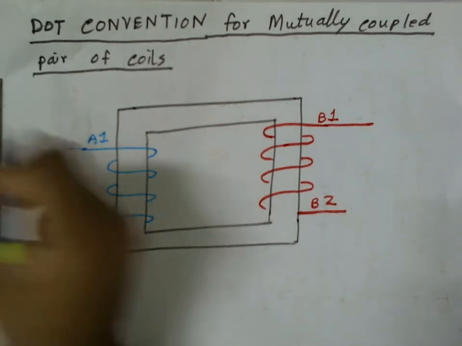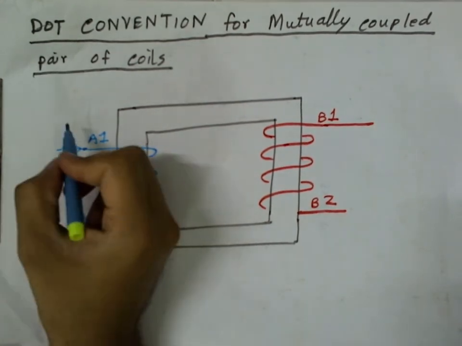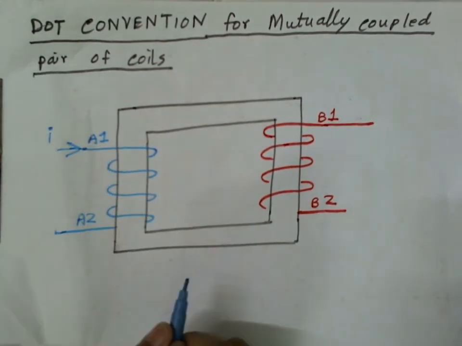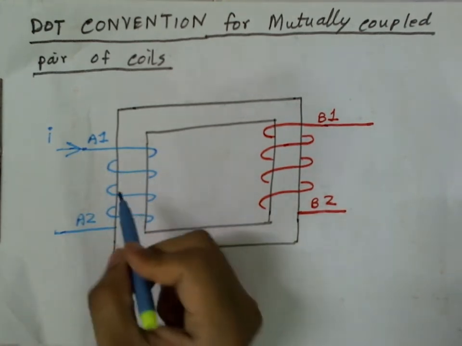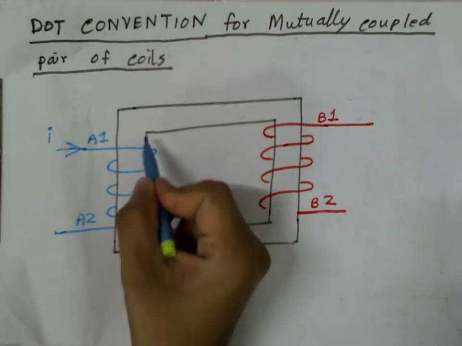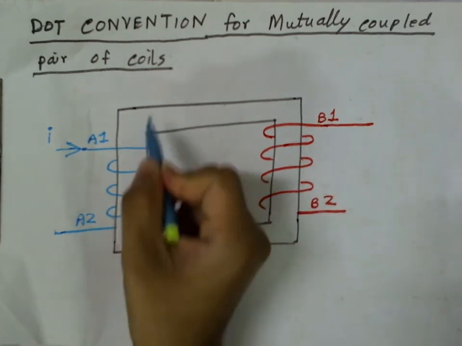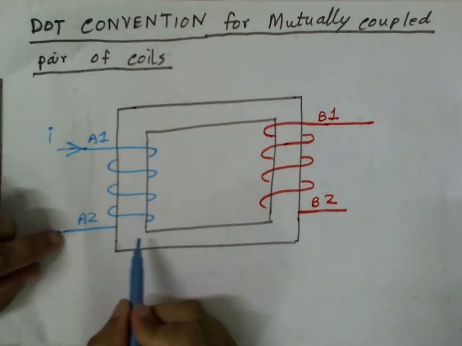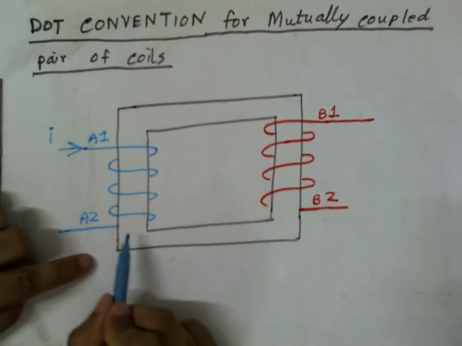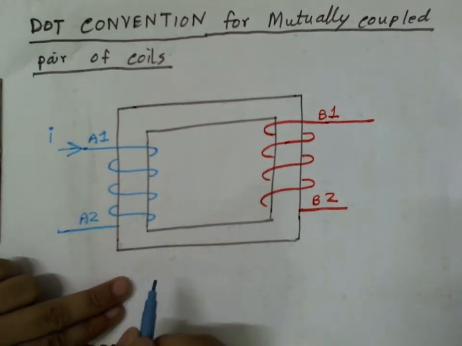Now if I pass a current, say I here, then this current flows like this and it will generate magnetic flux lines through this coil. Now how can we determine the direction of these flux lines? Here is the rule.